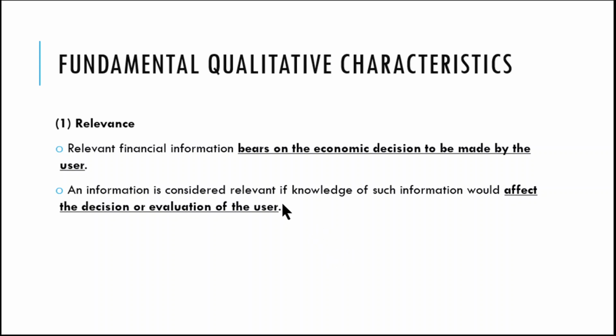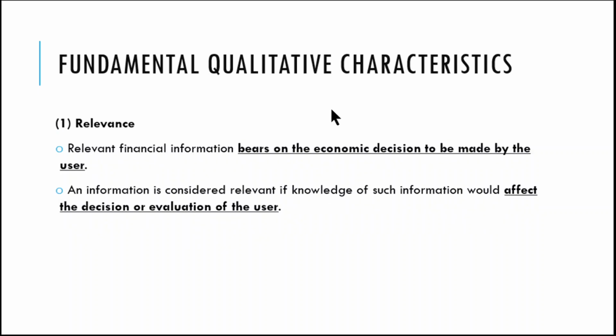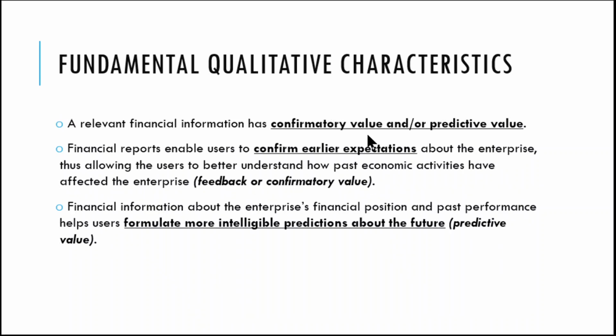Doon ako sa significance. Okay. So, ang relevant financial information daw ay may dalawa pang parang sub-characteristics: confirmatory value and predictive value. So, dito naman from the word naman, medyo malalaman mo na yung gustong sabihin. So, confirmatory value.